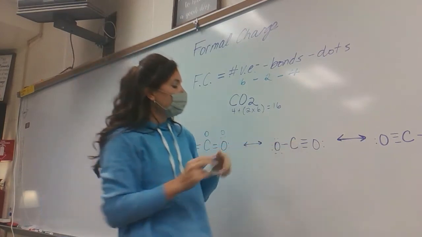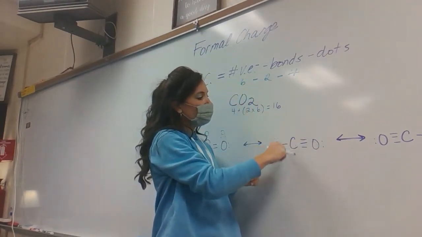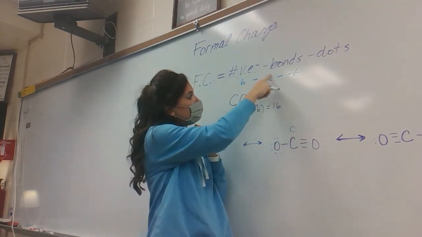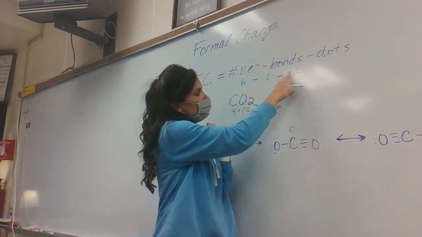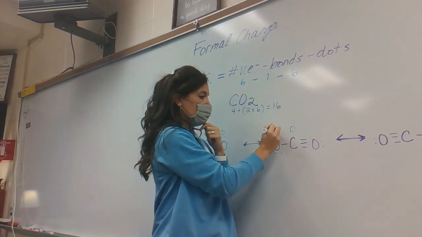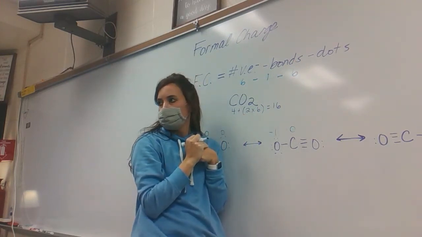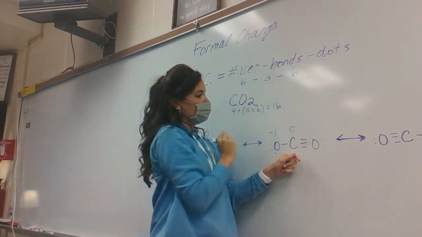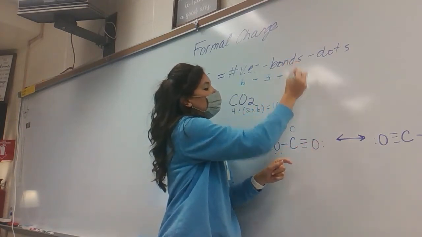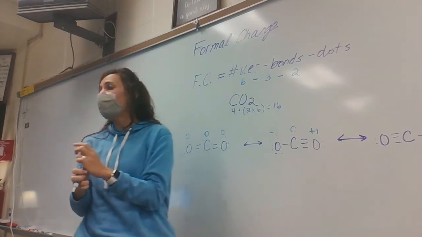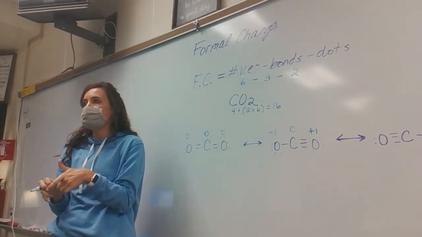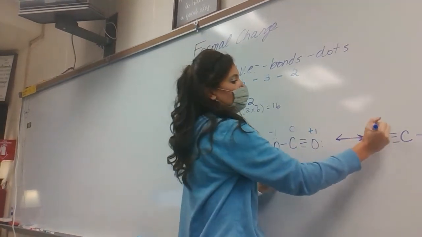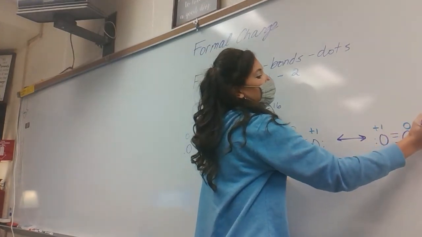All right, here, carbon starts with four, has four bonds, no dots, it's zero. Oxygen starts with six, has one bond and six dots, so it's negative one. This oxygen starts with six, has three bonds and two dots, so it's positive one. They still add up to be zero, but now the oxygens have a negative and positive formal charge. Same thing here, this oxygen is plus one, carbon is zero, this oxygen is minus one.